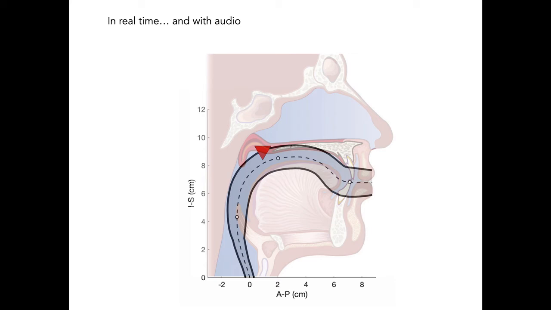This example is the word abracadabra again, but this time the velopharyngeal port is held open by a certain amount throughout the whole word. As the animation plays, the red triangle will represent the velopharyngeal opening. It will be played 3 times.